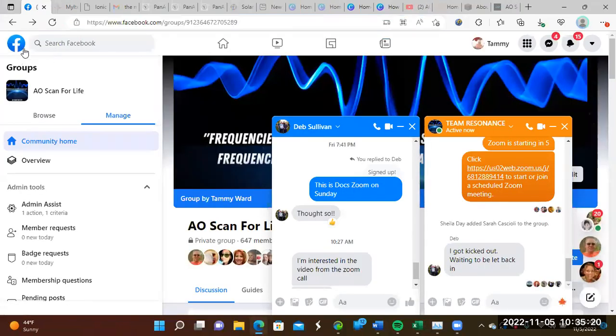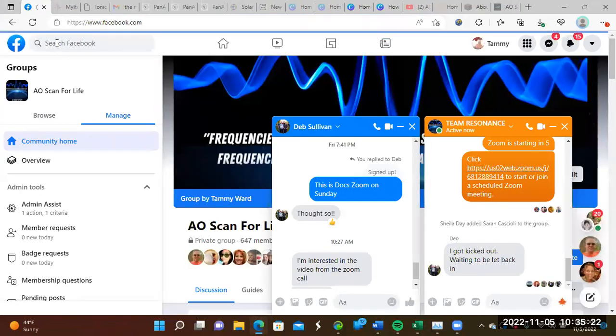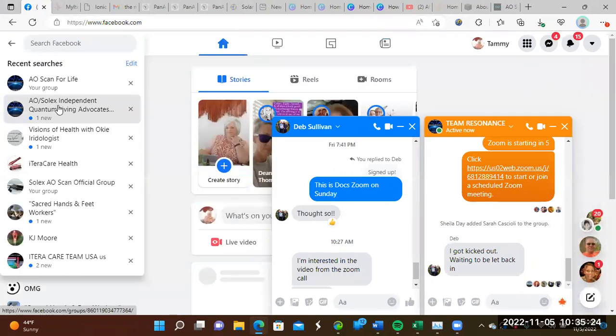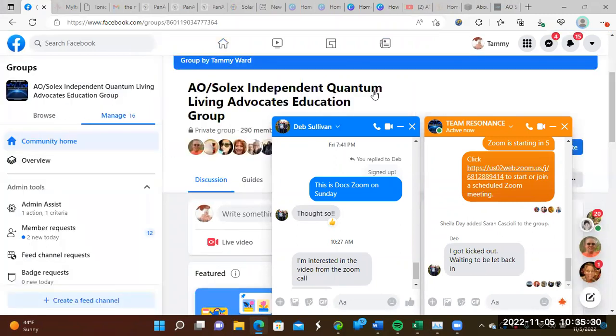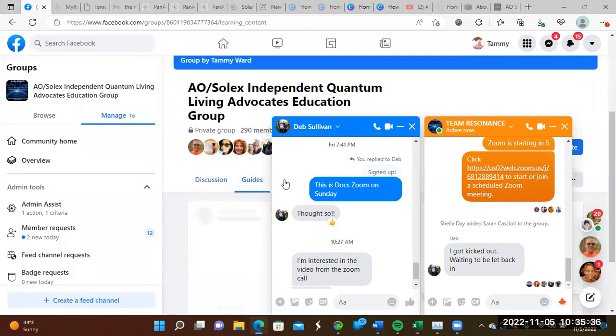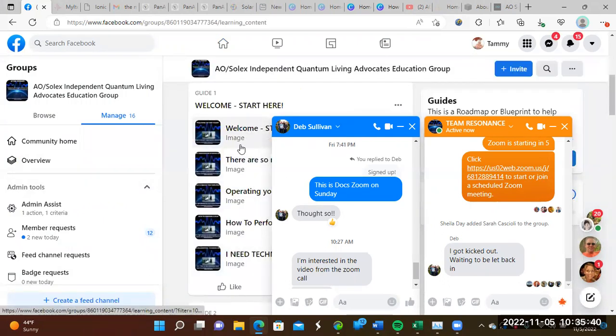Actually, I've got two sites. AO Scan for Life is our educational one, and then AO Solex Independent Quantum Advocates is our business builders. So if you go to this group and go into the guides, it'll be under curiosity. And I'm still working on this, guys.